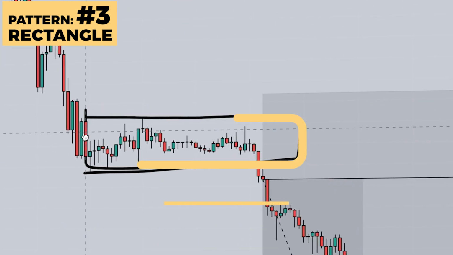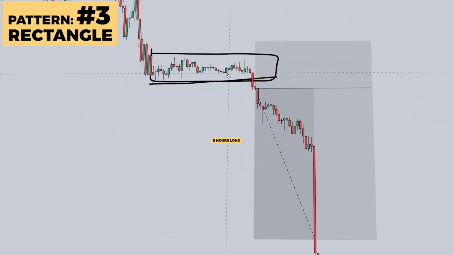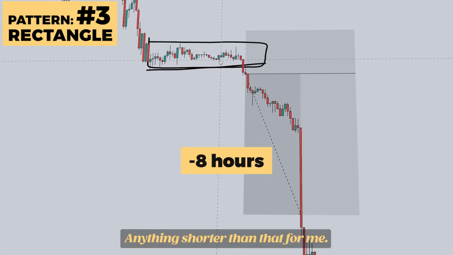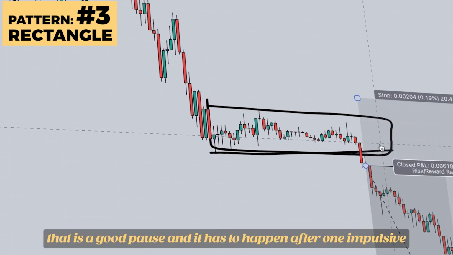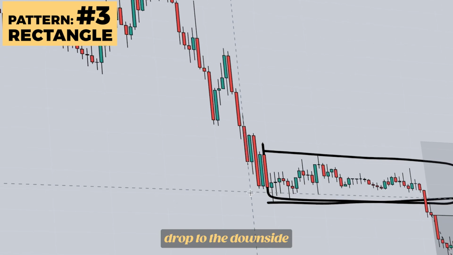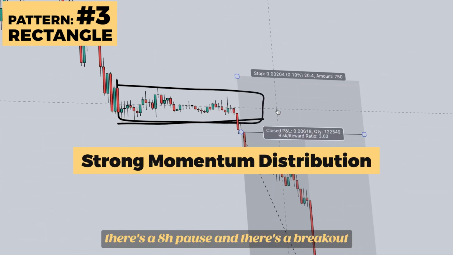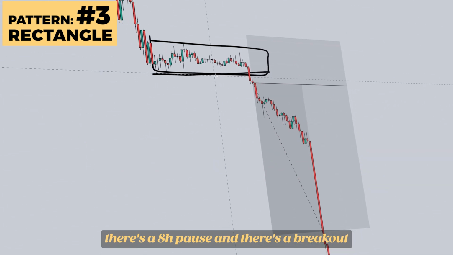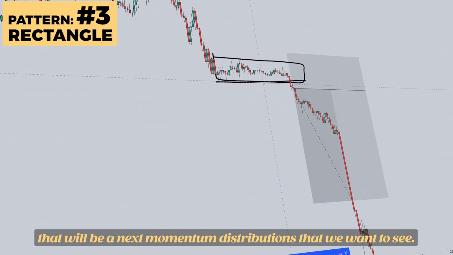Now, pay attention that this pause would have to be at least 8 hours long. Anything shorter than that, for me, is very weak. But if it's 8 hours long, then it's a good pause, and it has to happen after one impulsive drop to the downside. Once strong momentum distribution happens, there's an 8-hour pause and there's a breakout. That will be the next momentum distribution that we want to see.